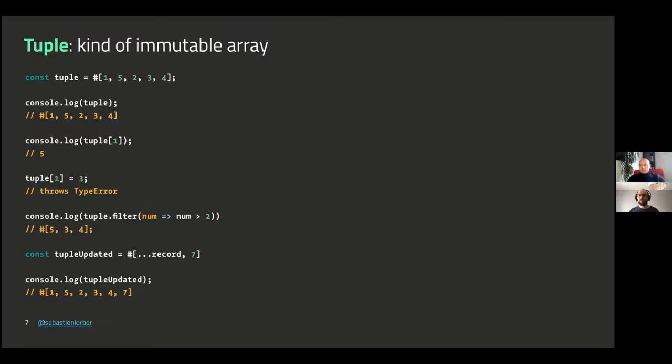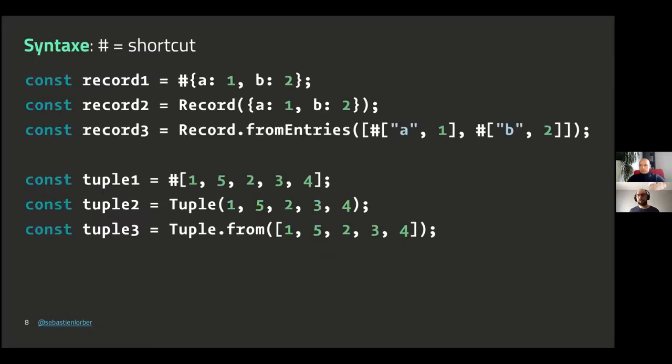So we have seen that there is a syntax with a hash, but this is just a shortcut. You can also use the Record and Tuple functions that are available globally. So basically you can call Record instead of using the hash syntax. And there are multiple ways to create records and tuples. For example, if you have entries with key values, you can create a record from that, like you can create an object from a list of entries. And for the tuple, you can pass an array and transform it to a tuple, or you can also create the tuple with a list of values directly.